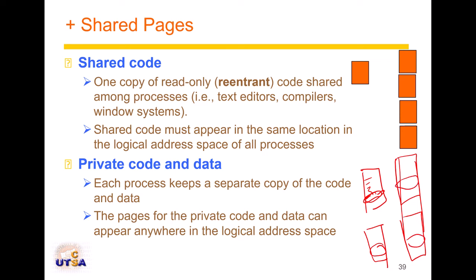So for example, if you are running the VI editor, most of the code is the same, right? It's not going to change. Only the data part of that code will change. But in the old systems, for each user, the system was supposed to allocate this much space, and for the second user, this much space, and then run, let's say, the VI editor.